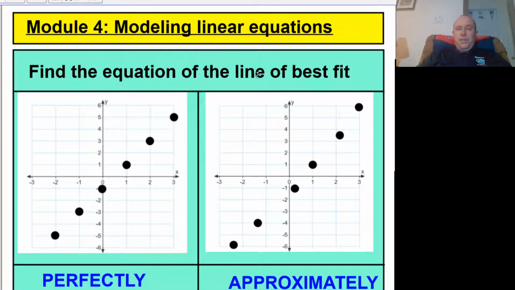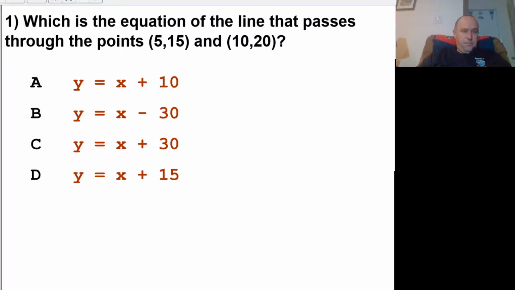We're going to find the equation. It's called the line of best fit. So it's the line that basically fits these data points the best. If it's a straight line like this, then it will fit perfectly. And if it's not, we've got to try and find the closest line that we can.